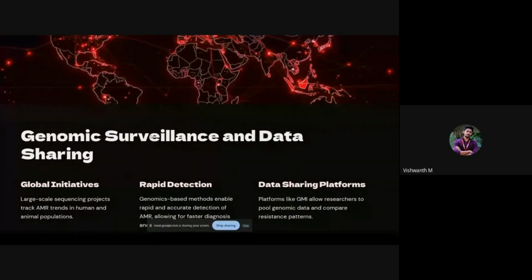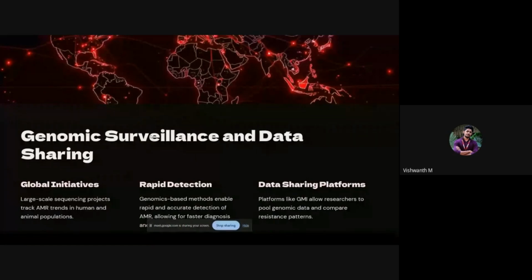So, genome surveillance and data sharing. Why are we looking into this topic now? One way bioinformatics helps is by tracking the spread of resistant genes worldwide. Large-scale genomic projects play a crucial role in monitoring these AMR trends.